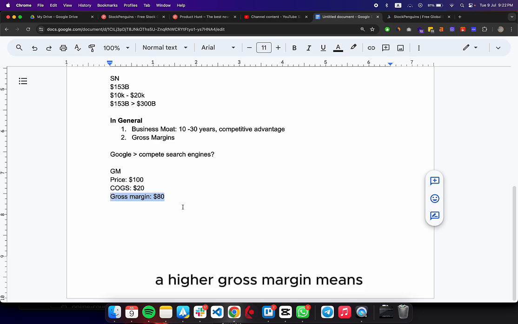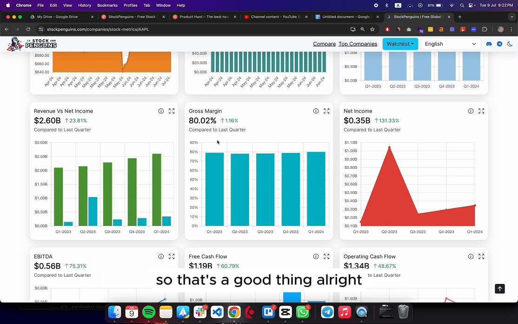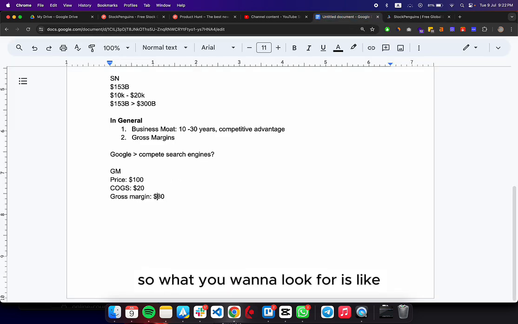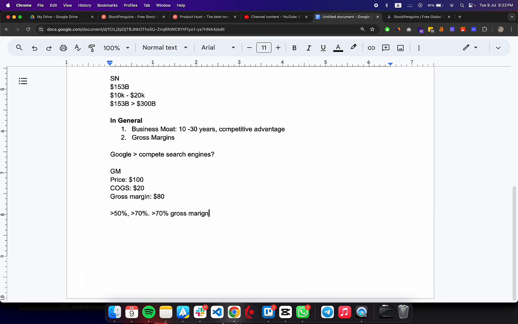And so obviously a higher gross margin means you have more money to play with, you have more profits for the company. So that's a good thing. All right. So what you want to look for is high gross margin businesses. A high gross margin can be 50%, can be 70%. It depends on how you view gross margin. But I would think anybody who has a 70% gross margin is actually fantastic. If you have a 90% gross margin, that's extremely fantastic, right?